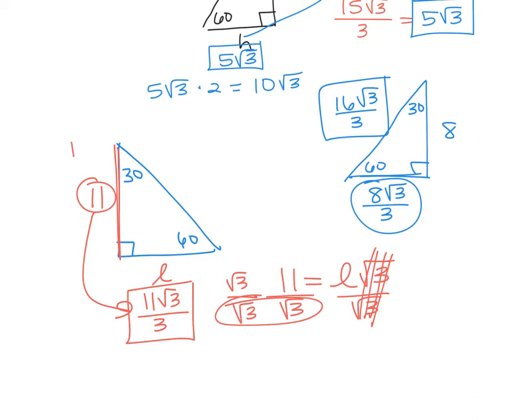Like if this number was 12 instead, then you would do 12 times rad 3 divided by 3, which means you're actually getting 4 rad 3. Okay? If it's not a multiple of 3, you just leave it the way it is. If it's not a multiple of 3, it's going to look like this.